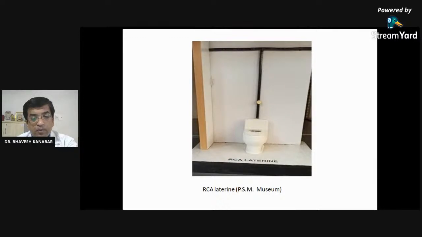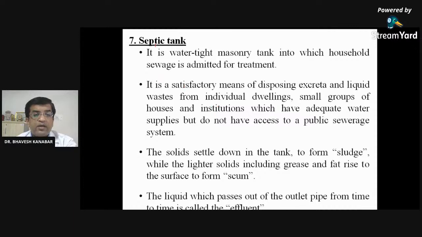Again, this is the photograph of the museum RCA latrine. Then next is the septic tank. In a water seal latrine, for the disposal of the excreta and liquid waste from the dwelling, the septic tank is made, and this septic tank should not have access to the public sewerage system.